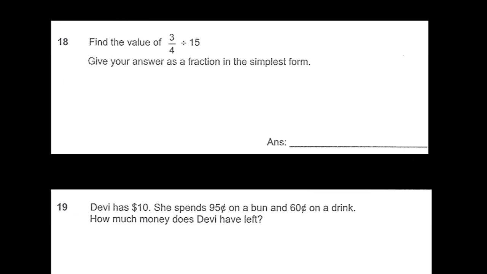Question 18. Find the value of 3/4 divided by 15. Give your answer as a fraction in the simplest form. So we have 3 over 4 divided by 15, which becomes 3 over 4 multiplied by 1 over 15. Divide by 3, you get 1. Divide by 3, you get 5. 1 times 1 on top, the numerator is 1. 4 times 5 is 20. So the answer is 1 over 20.